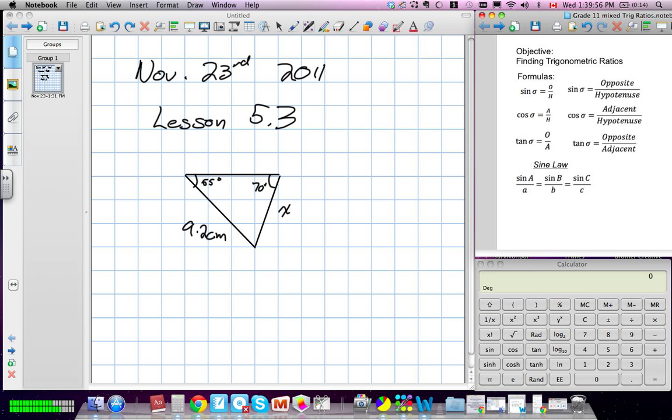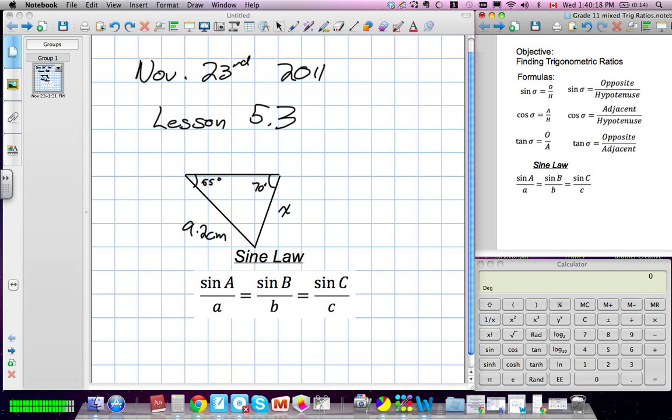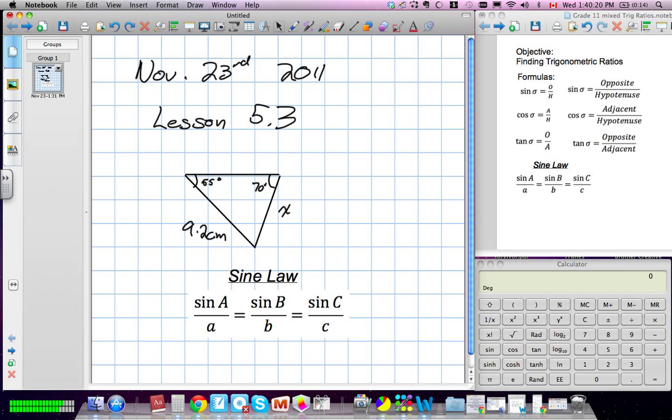What was important is the three ratios we had before are used when we have a right-angle triangle. Because this is not a right angle, we cannot use those three ratios to solve this. We're learning sine law today. Sine law is set up so that our angles and sides have specific parts of the triangle.